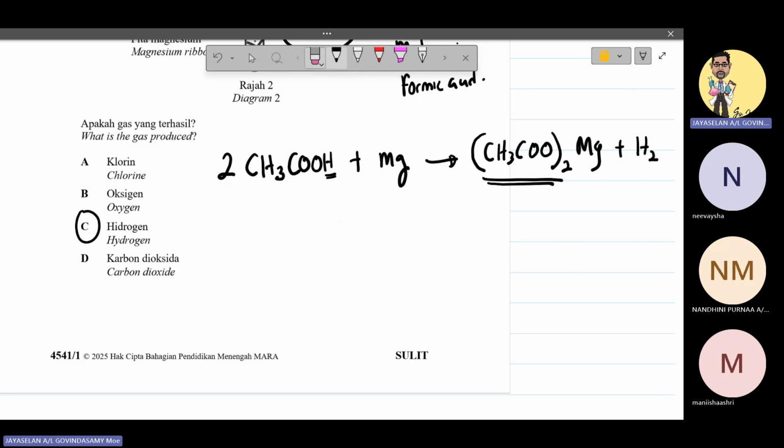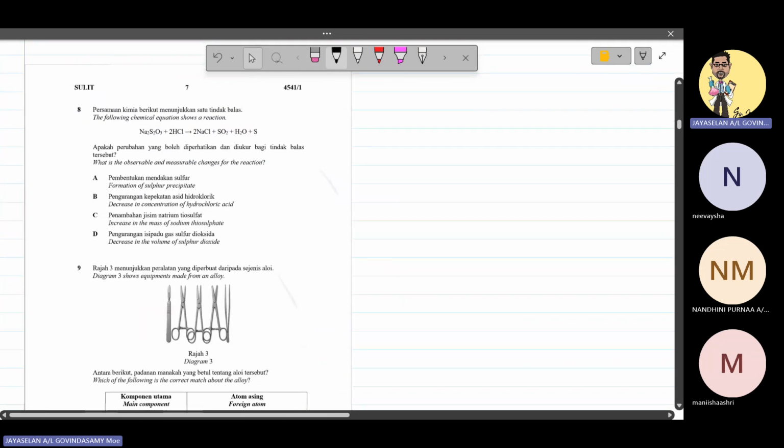Later I will share more exam papers. You all try to finish up this one.